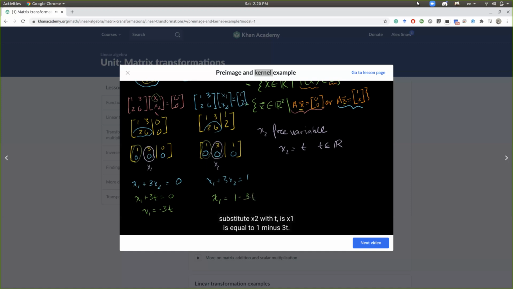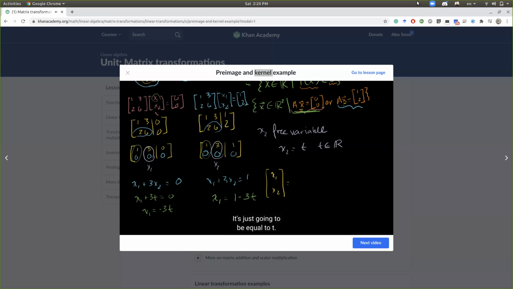Now, if we wanted to write the solution sets in vector notation, the solution set for the first equation is going to be x1, x2 is equal to what? Well, x2 is just going to be equal to t.